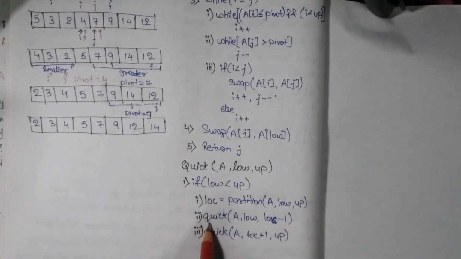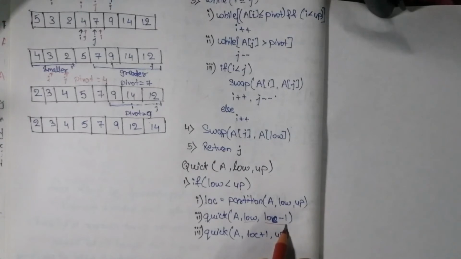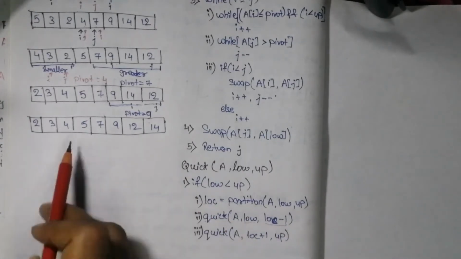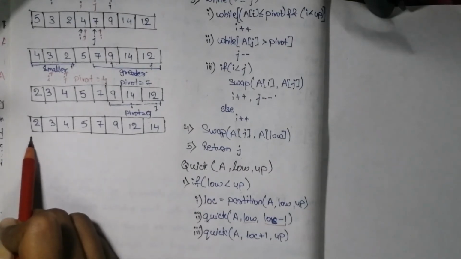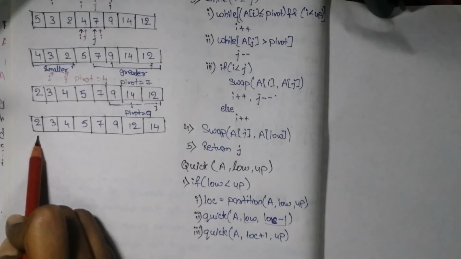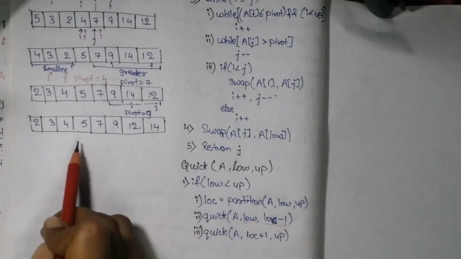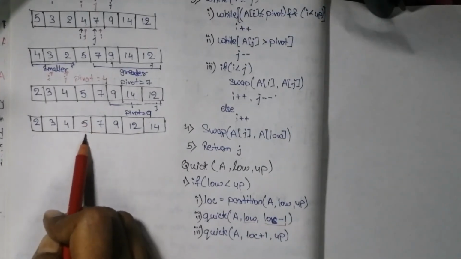Then we will call the same function on the array A, and it will be called from the lower bound low and the upper bound log minus 1. That means we have just seen if this is the position of partitioning, then we will call the same function for this block. So this is what? The low, that is the 0th index, and the log minus 1. That means the index at the element 5 minus 1.